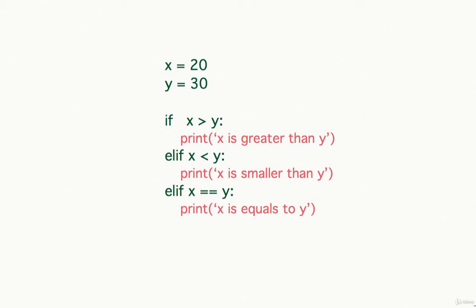In the first condition, we are checking whether x is greater than y by using the if keyword. Then next, instead of using else, we are using elif, which checks whether x is less than y. And in the third condition, we are again using elif to check whether x is equals to y. We can use elif as many times as we want.